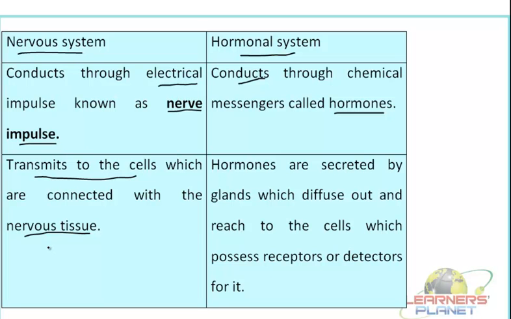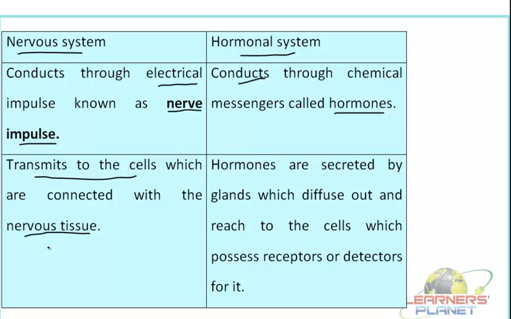But this is not so in the case of the hormonal system. See, the hormones are secreted by the glands. A gland is a group of secretory cells, isn't it? Now they secrete these chemical messengers, which diffuse out of the cell. Depending upon the different types of glands, they have different types of target sites. The type of hormone is affecting only a particular target cell.